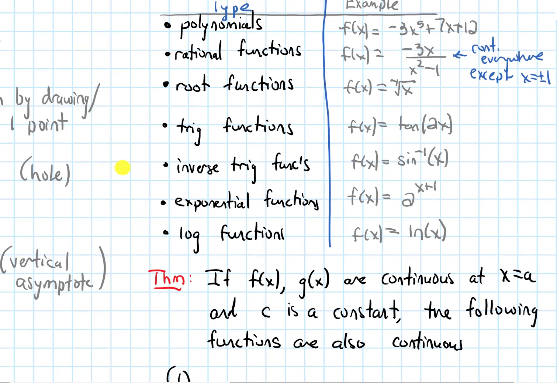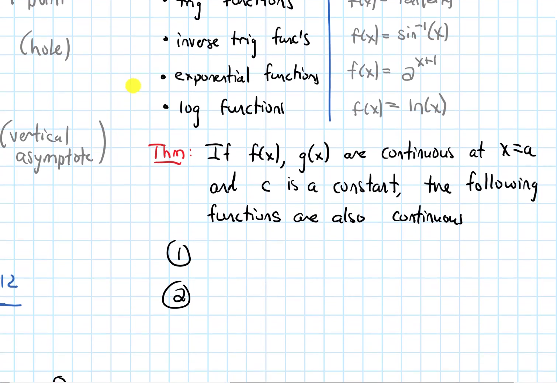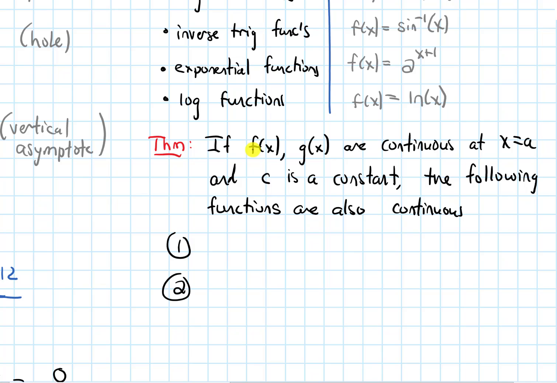The next theorem talks about combining continuous functions. If f of x and g of x are both continuous at x equals a, and c is a constant, the following functions are also going to be continuous. The first is if you take f of x and either add or subtract g of x, that will also be continuous at x equals a. If you do a constant times one of these functions, that will be continuous.